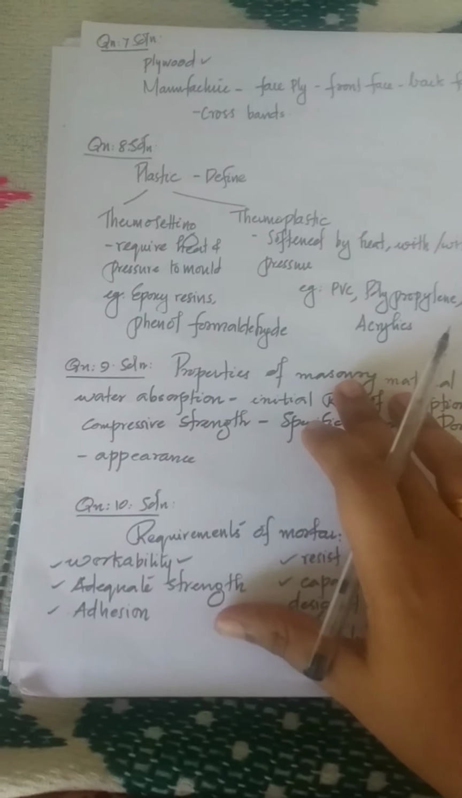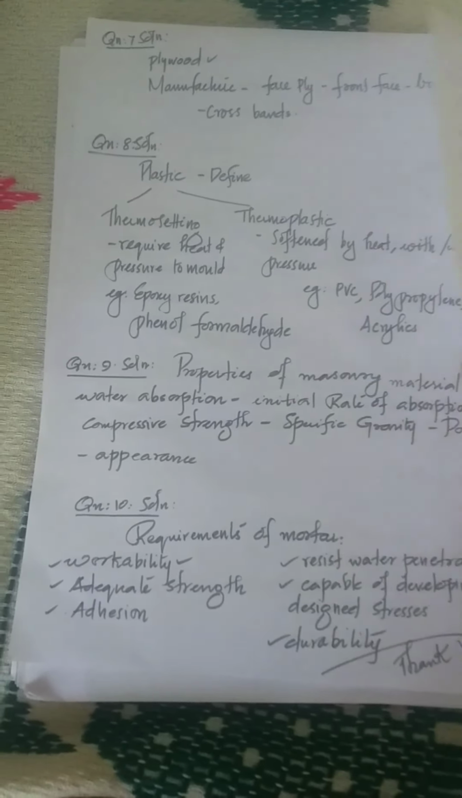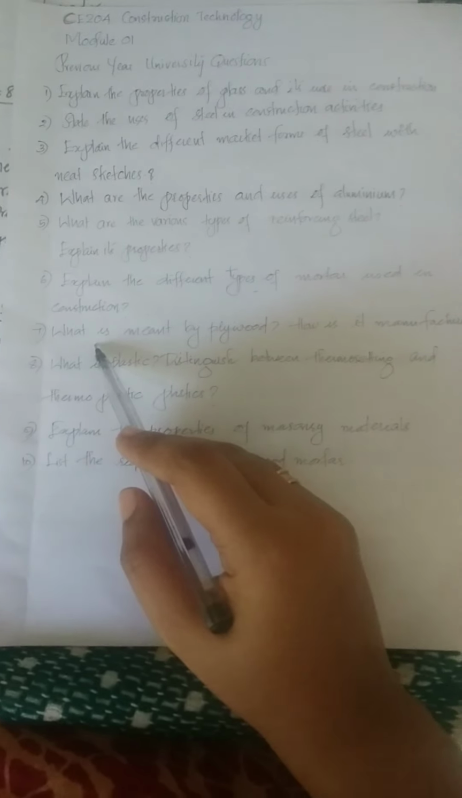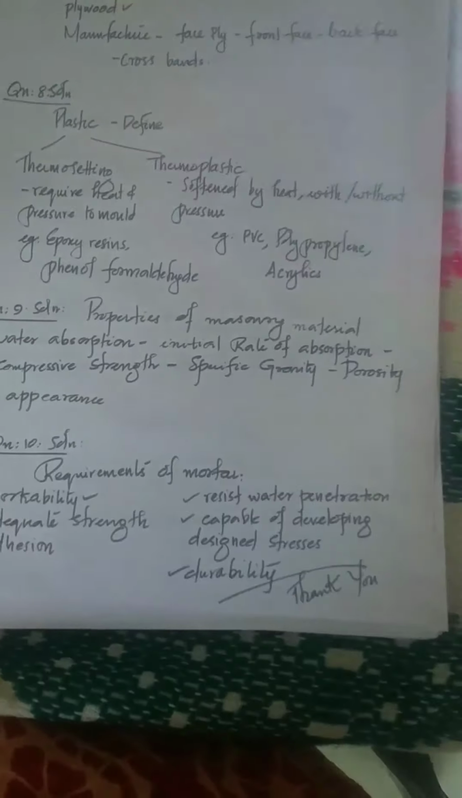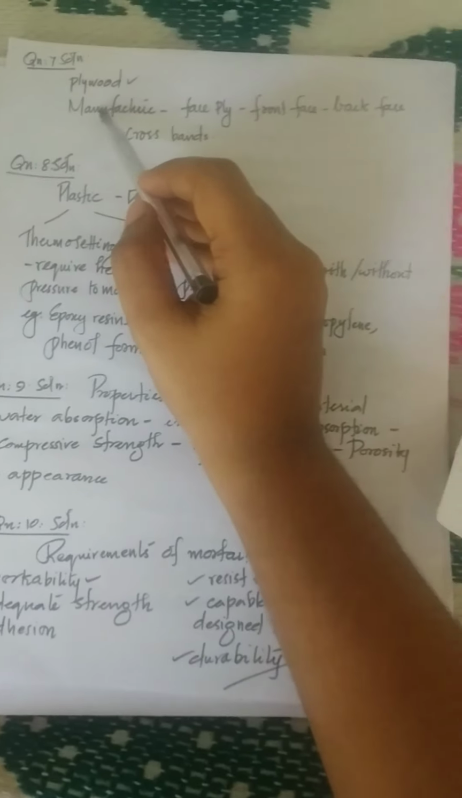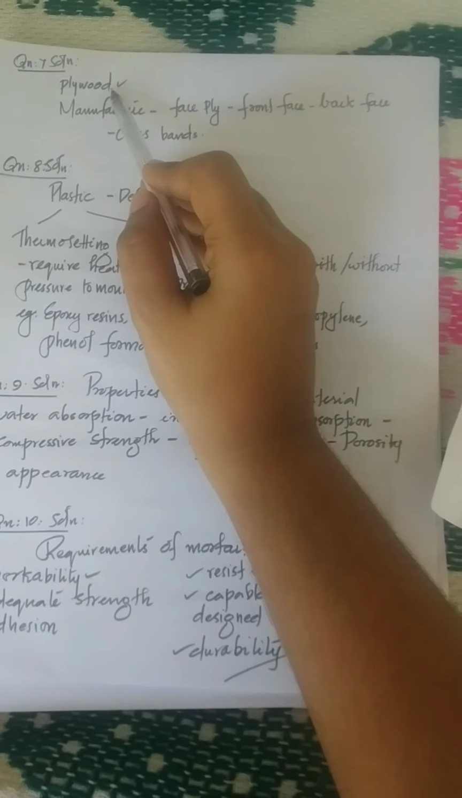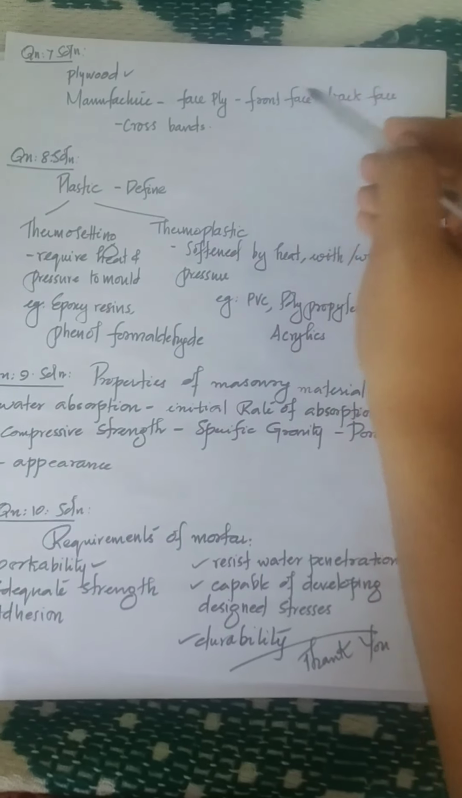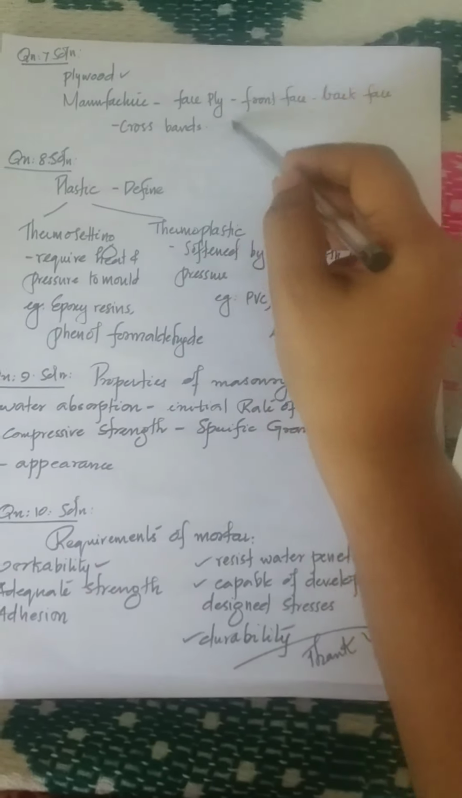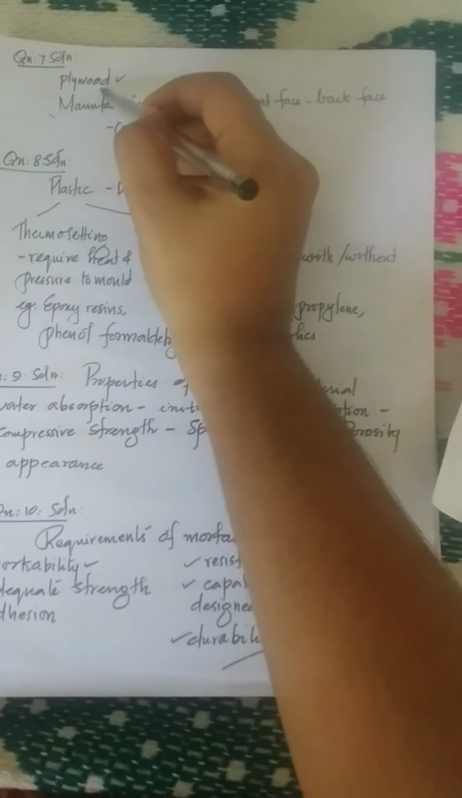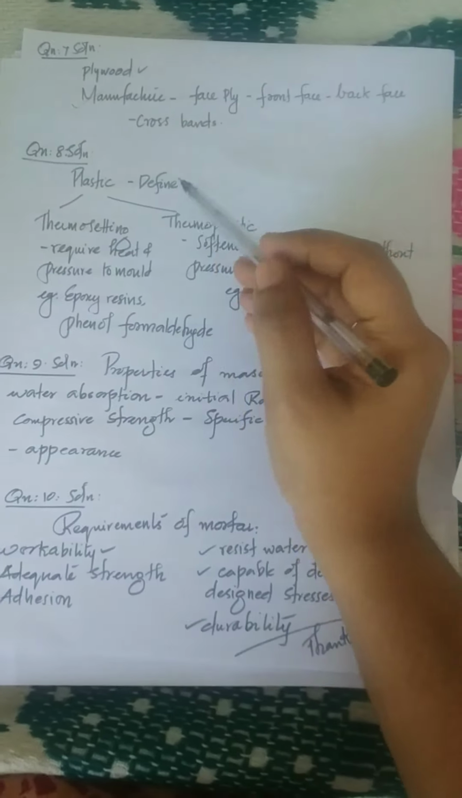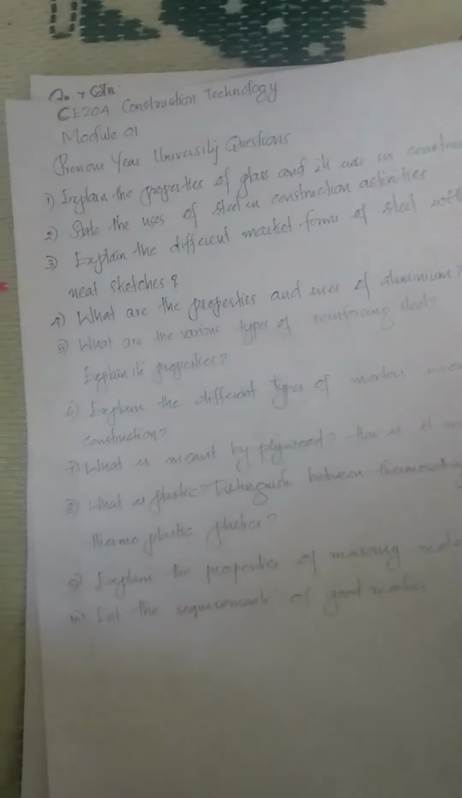Moving on to the seventh question. The seventh question is: what is meant by plywood and how is it manufactured? You may not be able to see it clearly, so you need to listen to the class. First of all, you should write what plywood is and its manufacture, like thin laminated sheets being glued. What are face ply, front face, back face, and the crossbands. You need to explain each of these terms.